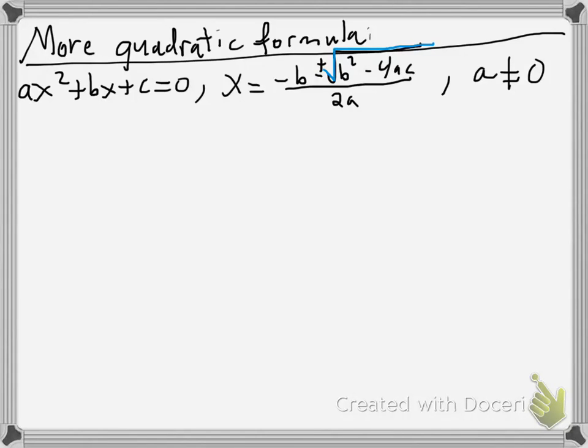We're going to do another example or two of quadratic formula. So we have to be in the form ax squared plus bx plus c is equal to 0. Sometimes it's called standard form.